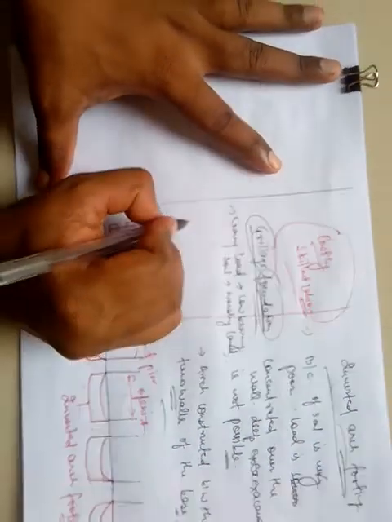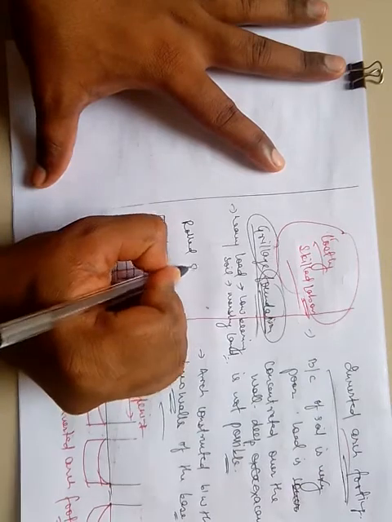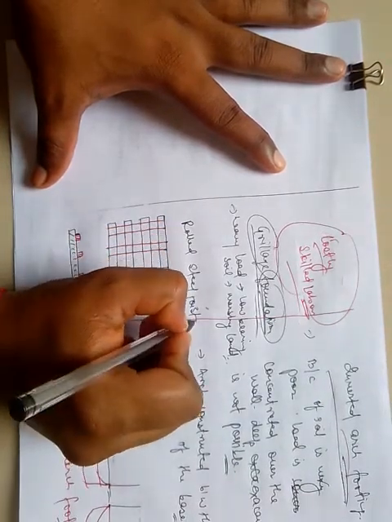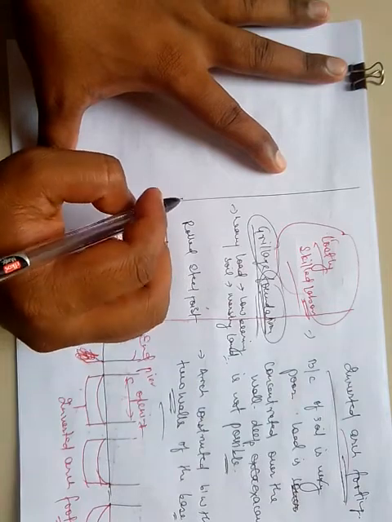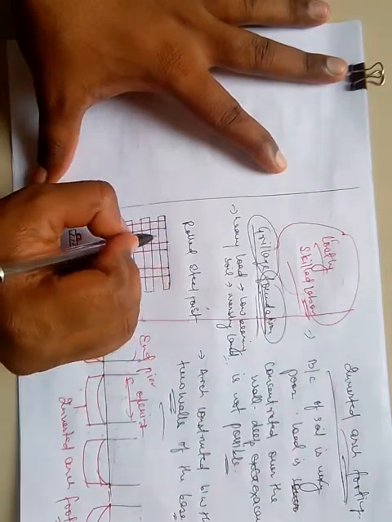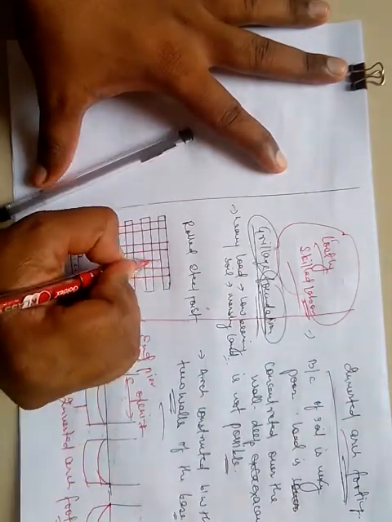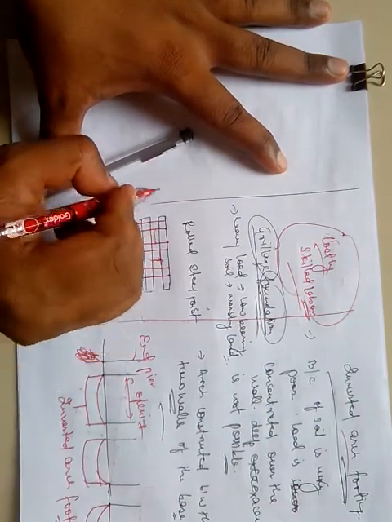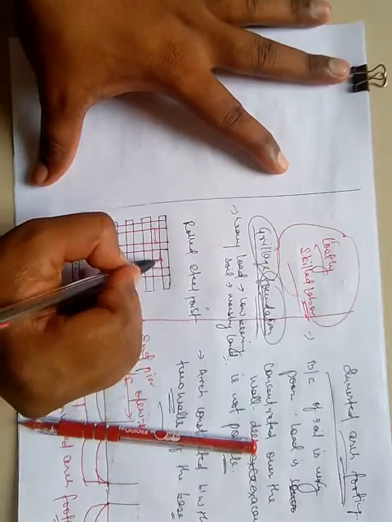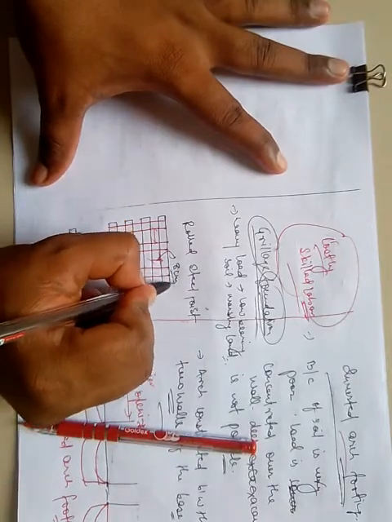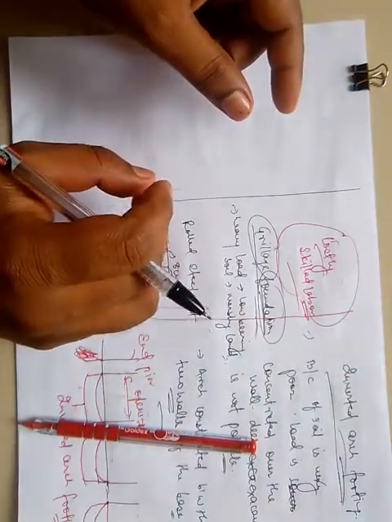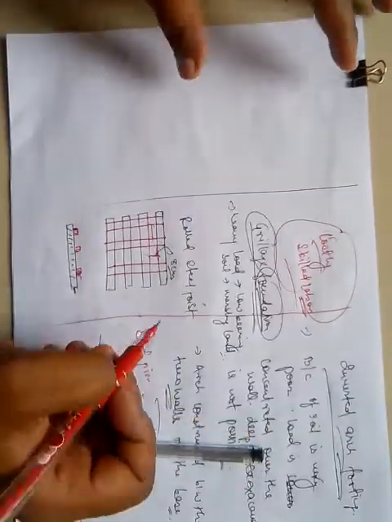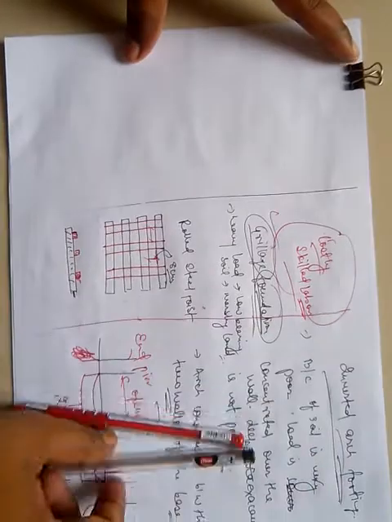For this purpose rolled steel joists are used. Okay, and there must be some clearance between these two bars, this two bar and this two bar. It should not be less than 8 cm for the proper compaction of concrete. Okay, so this is grillage foundation.